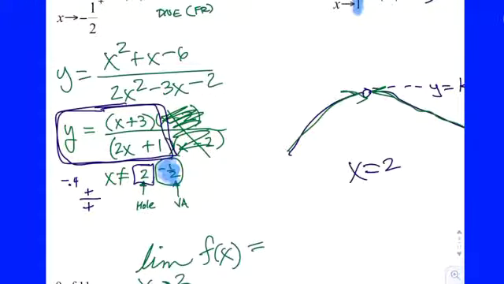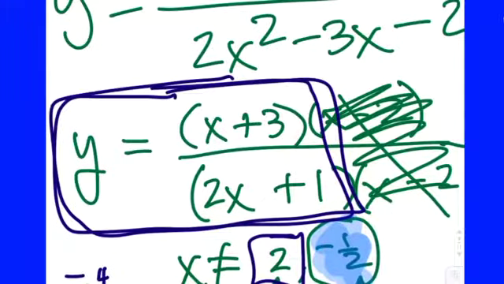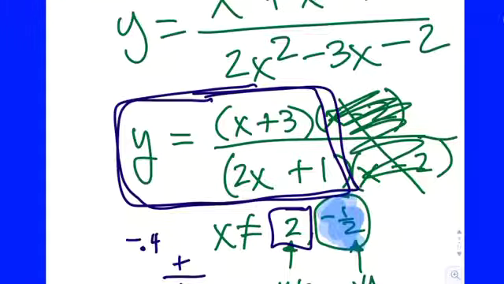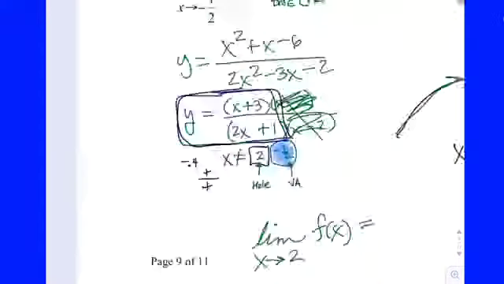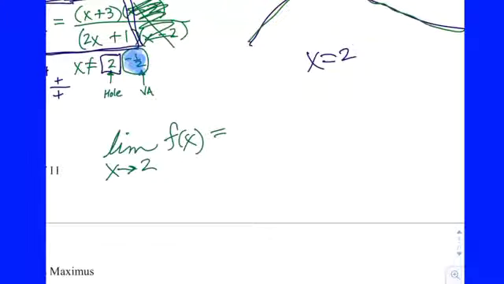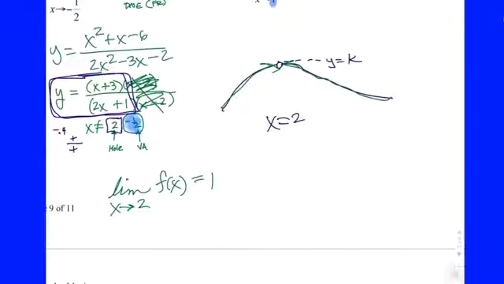The y value of the hole is the same as the limit there. And how do we find the y value of the hole? We plug it in to what was left over once we got rid of it. So I'm going to plug a 2 into (x + 3)/(2x + 1). And that gives me 5 over 5, which comes out to be 1. So if the limit is 1, I can say k must equal 1.